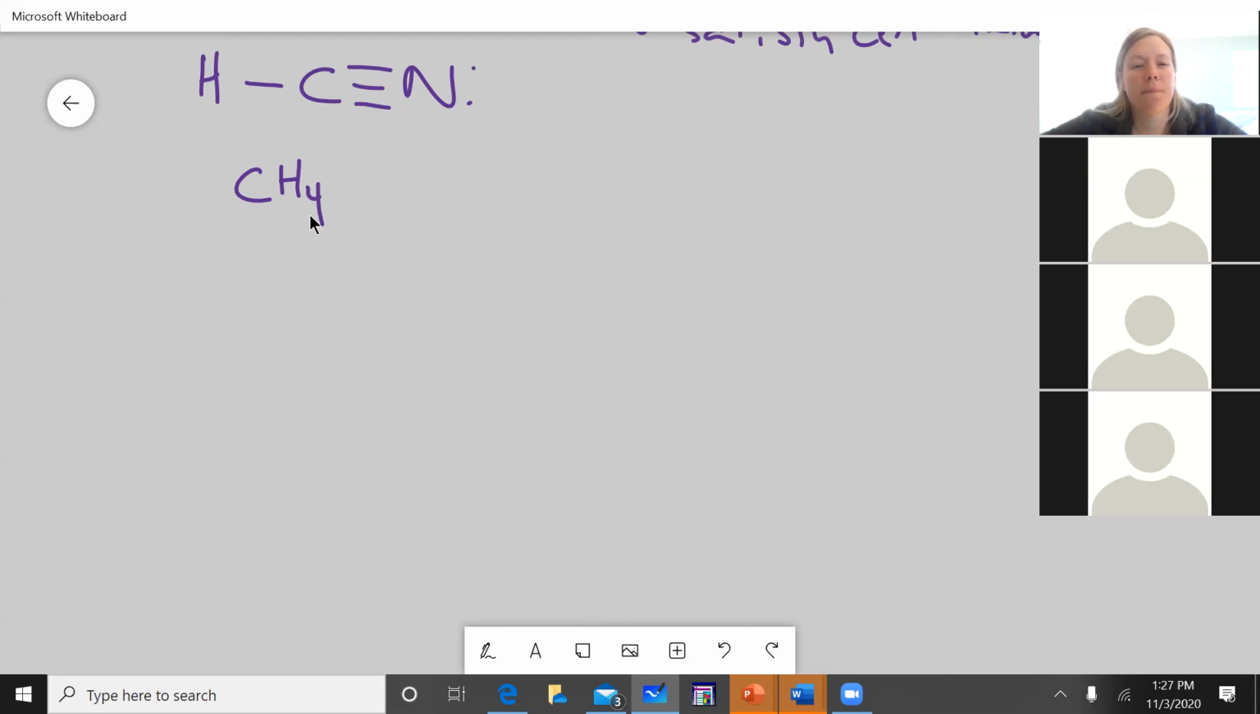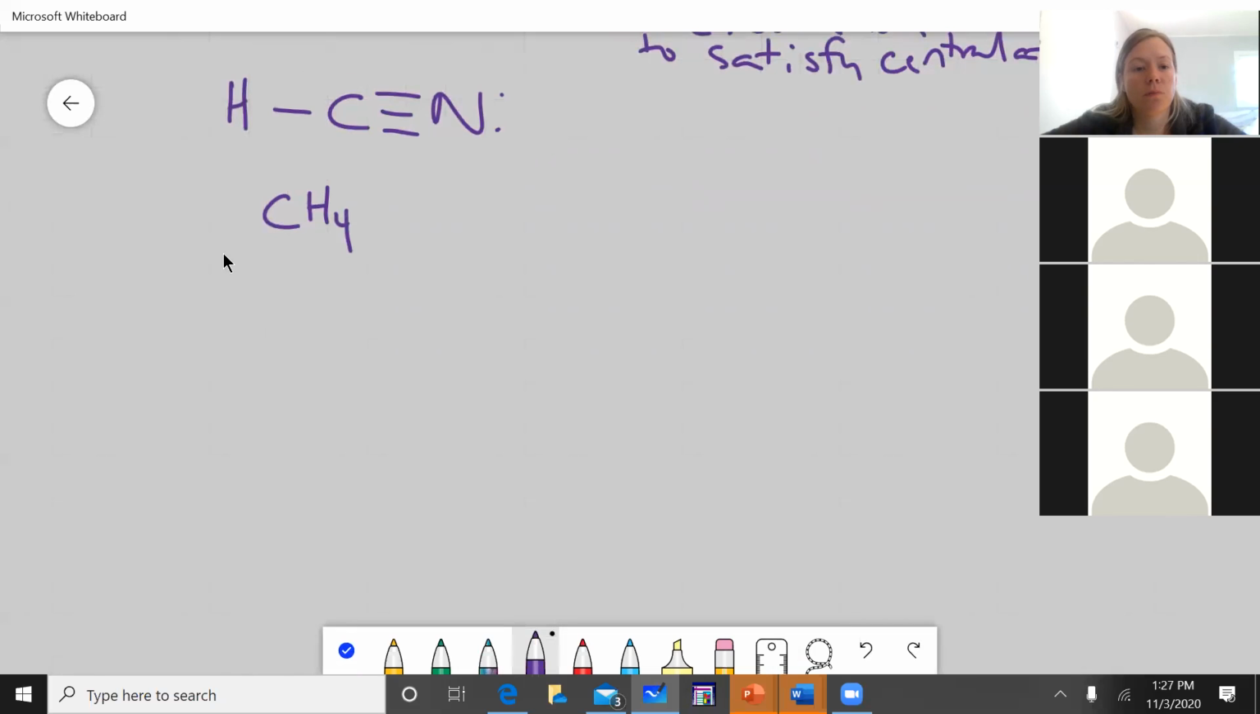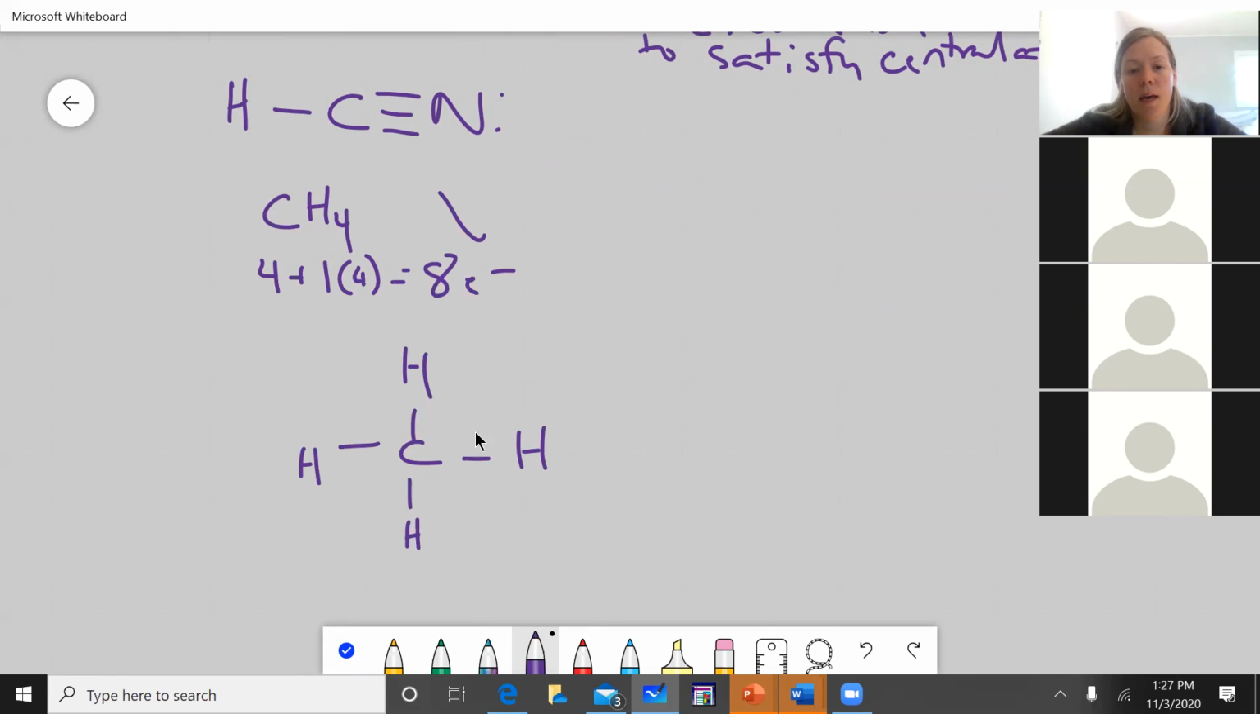Okay, so for this one, carbon brings 4 electrons. Hydrogen brings 1, and there's 4 of them. So we have a total of 8 electrons to mess around with. Carbon's going to go in the center. Hydrogen's going to go on the sides. And we're going to stick them together. All right, there's all 8 electrons. Hydrogens are happy, and actually carbon is happy. So that one's pretty simple to do.